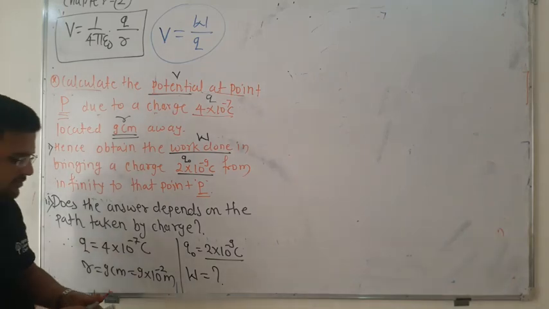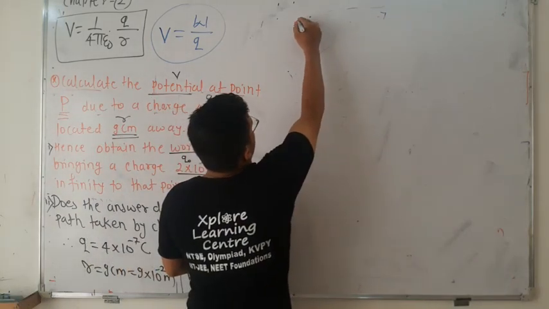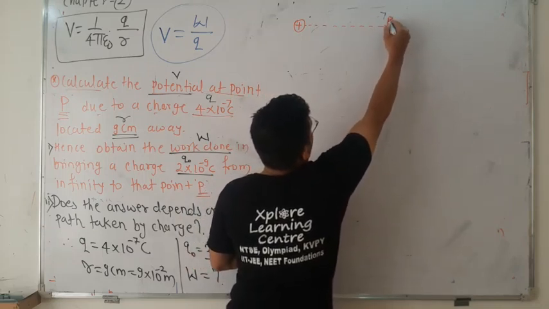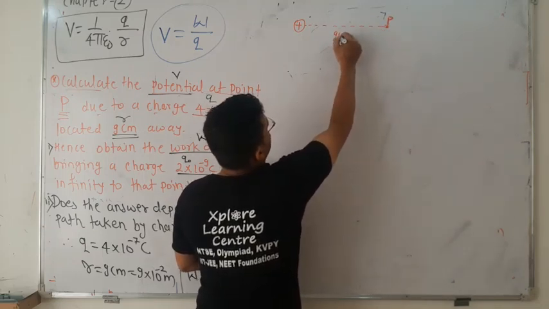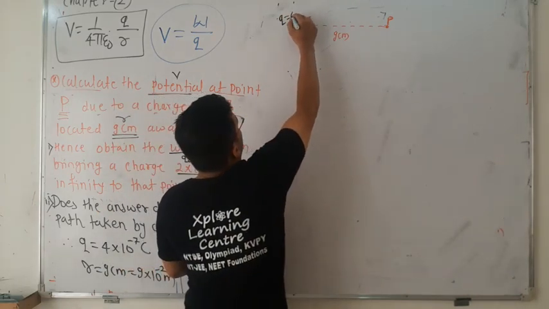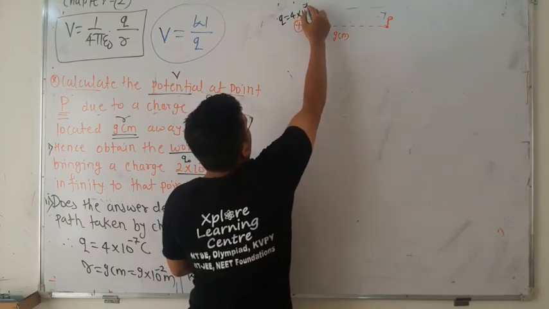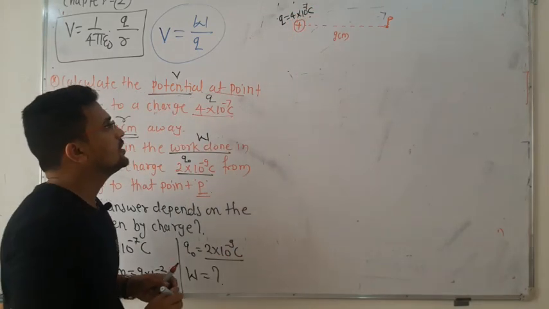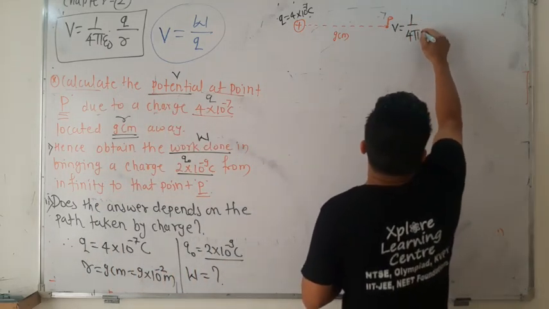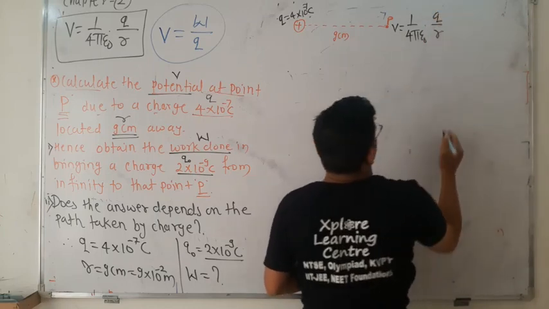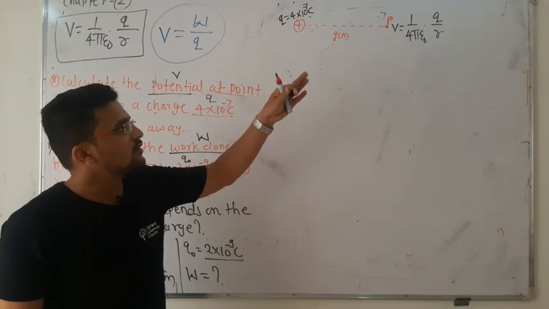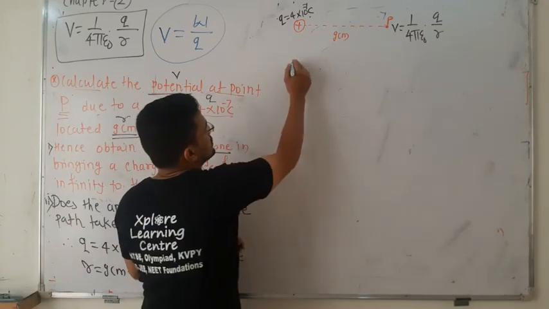So first I will make the diagram here. There is a positive charge, and along with that positive charge there is a point P. That point P is located 9 centimeter away from this charge, and this charge has a value q equal to 4 into 10 to the power of minus 7 coulomb, correct. So what is the electric potential at this point? The electric potential is given by 1 upon 4 pi epsilon naught q by r. You already know q, and r is also given, so just place the values.